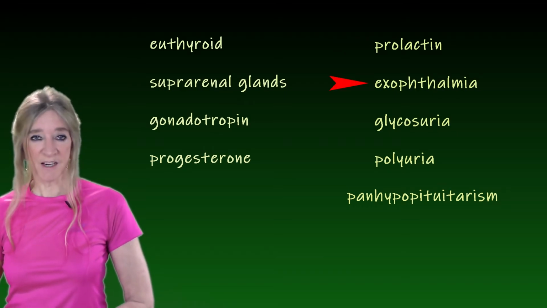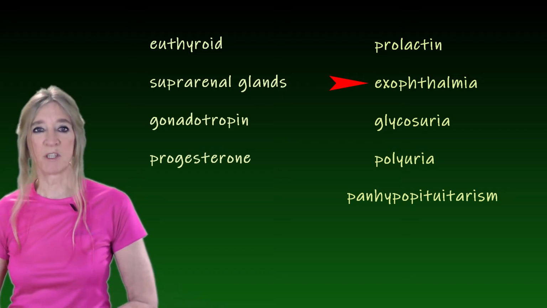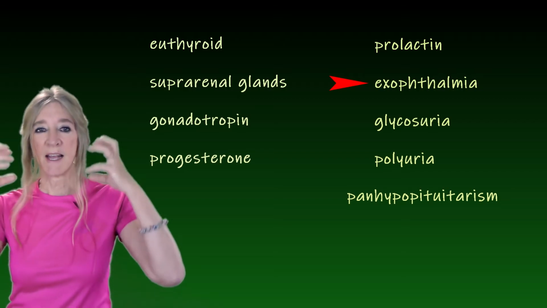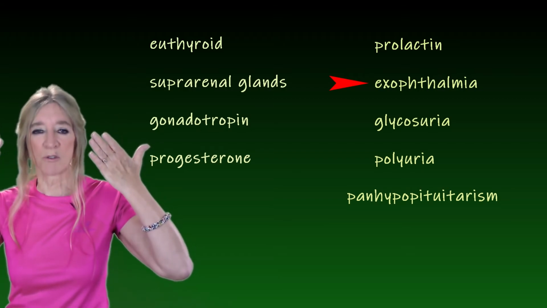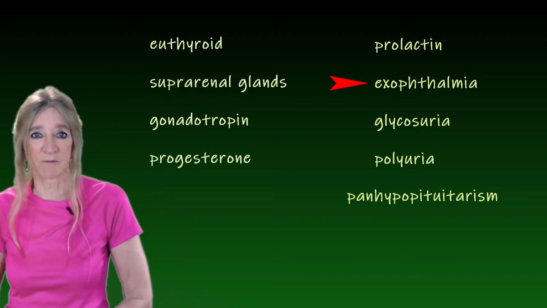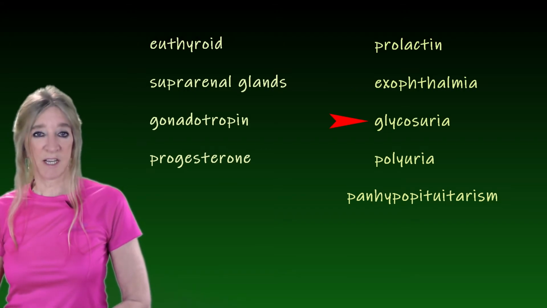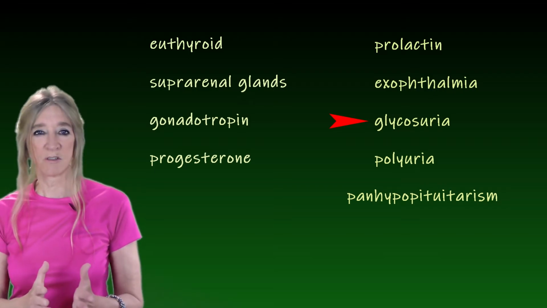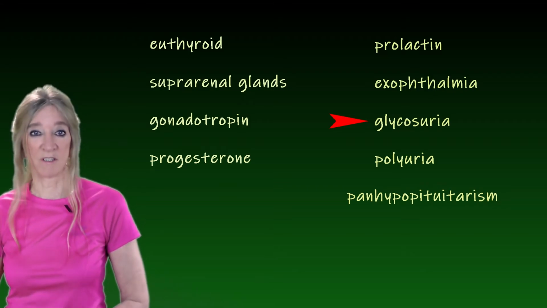The next word, exophthalmia. We haven't exactly studied this root ophthalm yet, but you can probably guess that it means eyes. Exophthalmia is a condition in which the eyeballs actually protrude from their sockets. You might call it bug-eyed in familiar kind of vulgar terminology. The next word, glycosuria. Glycosuria, we have something about sugar, urine condition. It is excessive sugar in the urine.